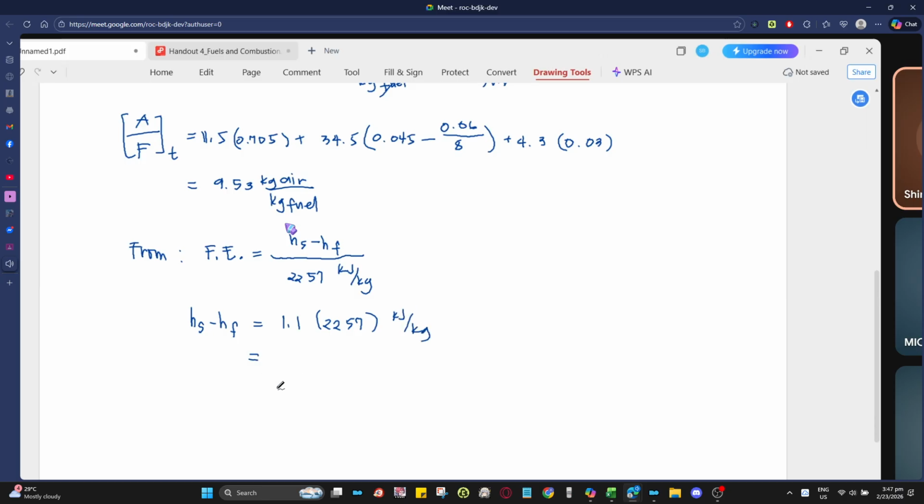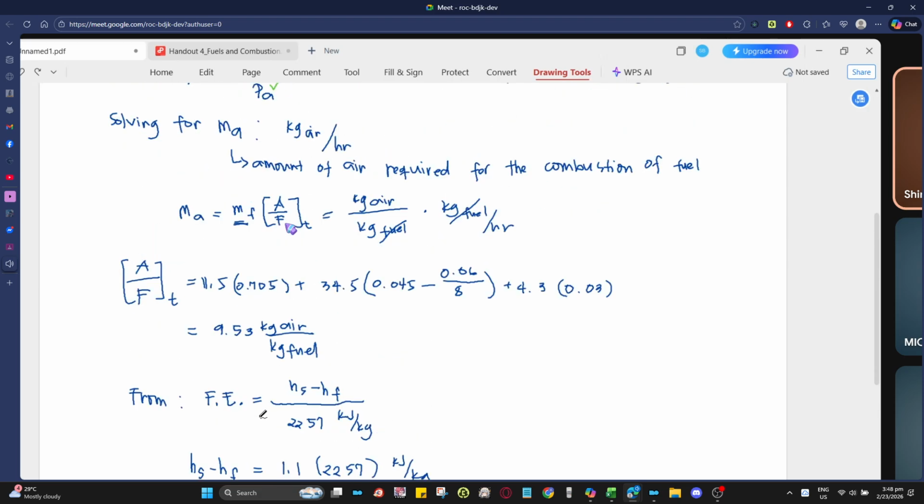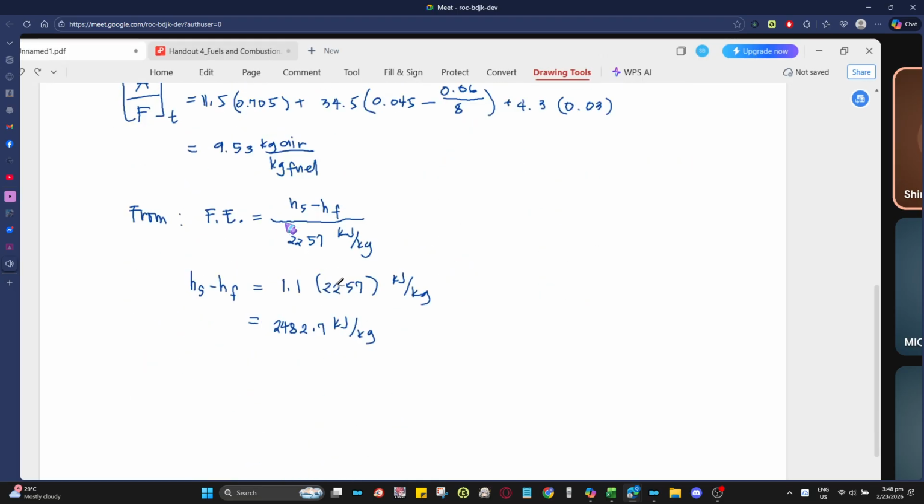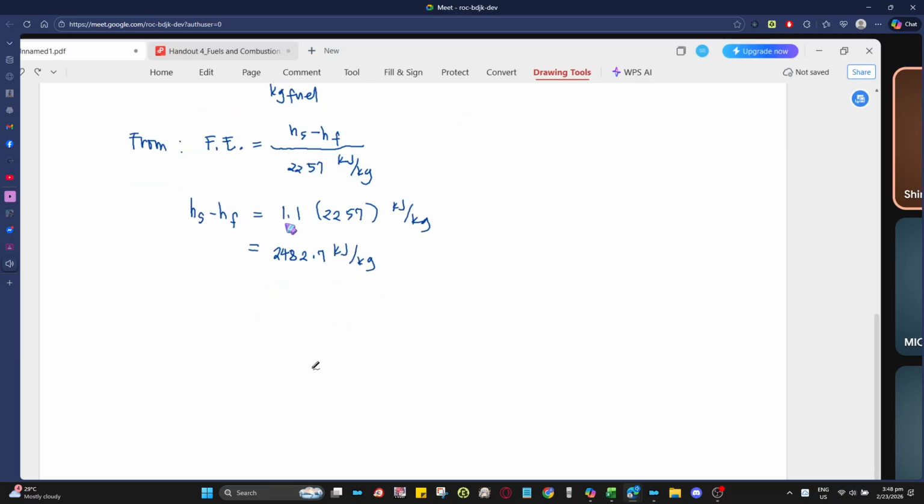Okay, so this should give us 2482.7 kilojoule per kilogram, HS minus HF. Then kana siya, magamit nato na siya in getting the mass of fuel. Okay, so mo gana itong ginatry ko ang mass of fuel. Then after that, from boiler efficiency.